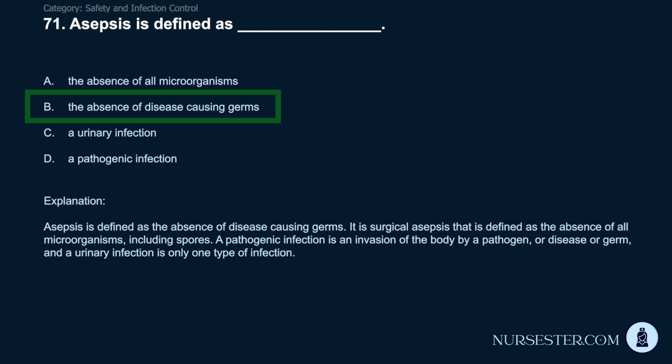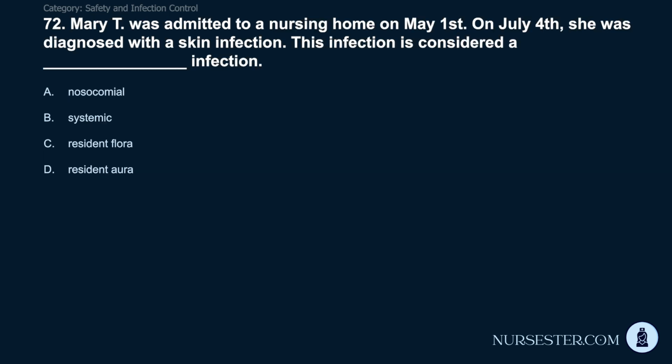Asepsis is defined as the absence of disease-causing germs. It is surgical asepsis that is defined as the absence of all microorganisms, including spores. A pathogenic infection is an invasion of the body by a pathogen, or disease, or germ, and a urinary infection is only one type of infection.